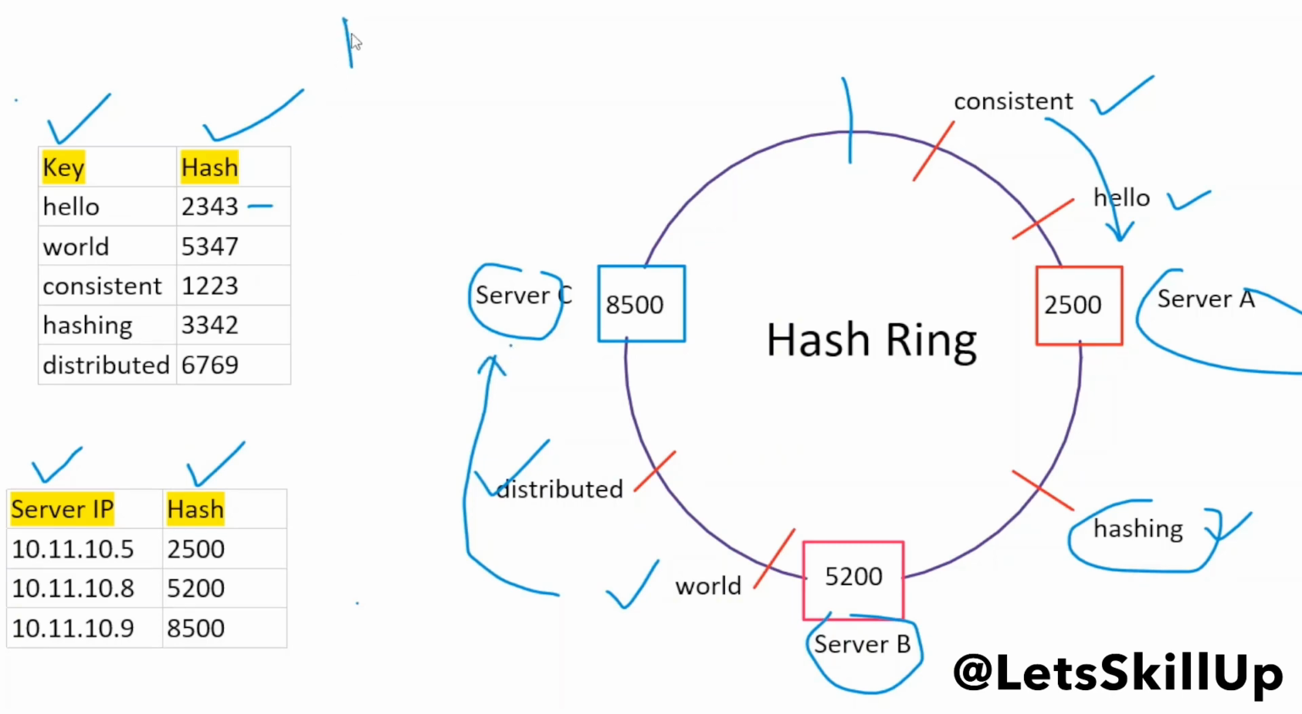From a programming perspective, what we would do is keep a sorted list of server values so that whenever we have an object key, we can do a binary search to find out a server whose value is greater than or equal to the desired key. If no such value is found, then we can simply take the first server from the list.